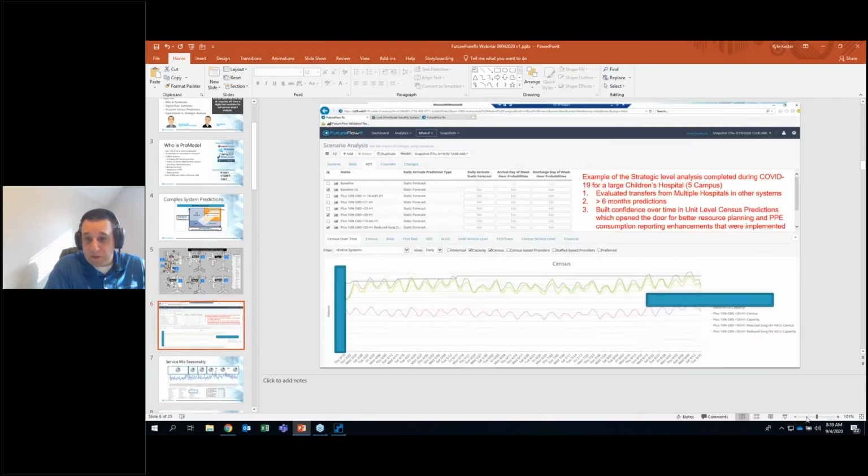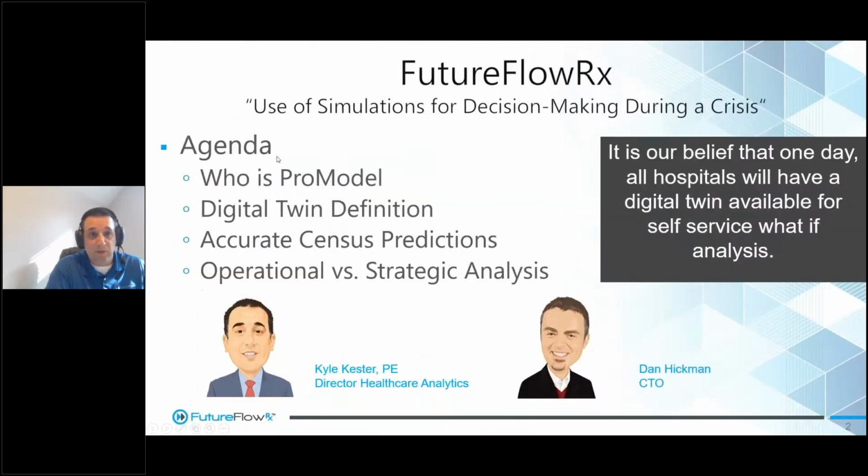So I'm going to shift gears and we're going to talk more about FutureFlow at this point. And this is an actual use case that we did for one of our customers.